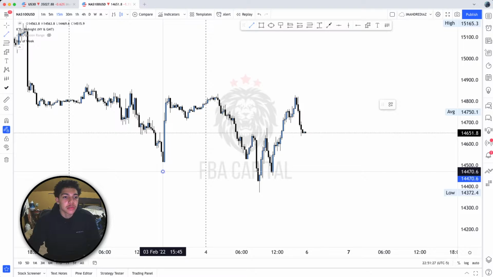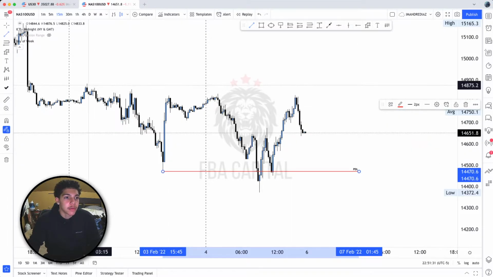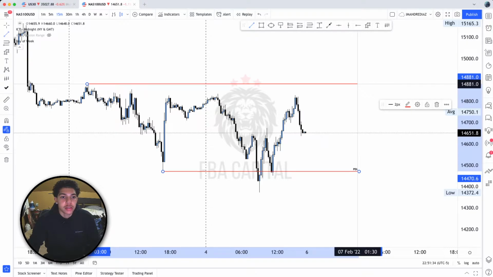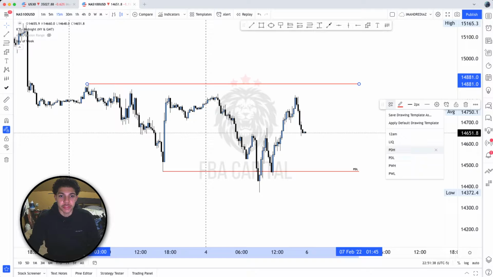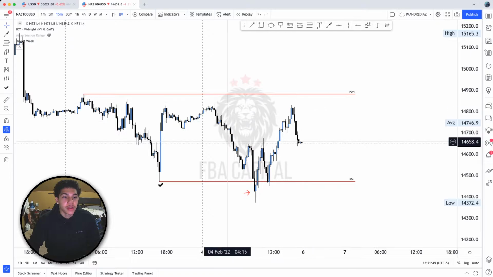So first things first, I'm going to mark up the previous day's highs and lows. As you guys know, I do the same thing every single day, same process, everything. So we have the previous day's high and the previous day's low. As you can see, the previous day's low already got cleared through and then retraced back higher. Previous day's high is still intact, was never traded through.